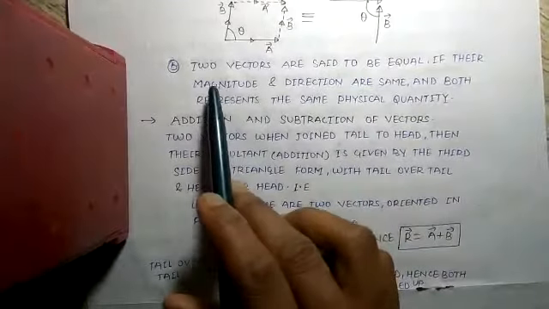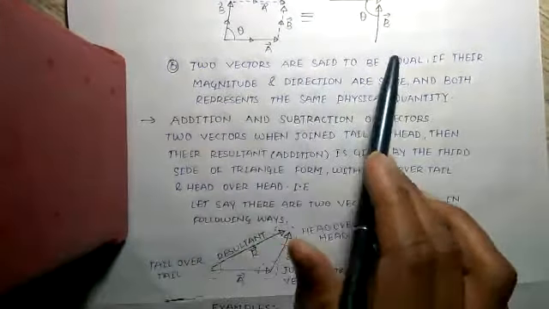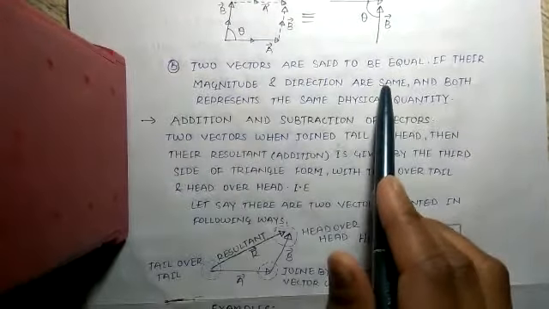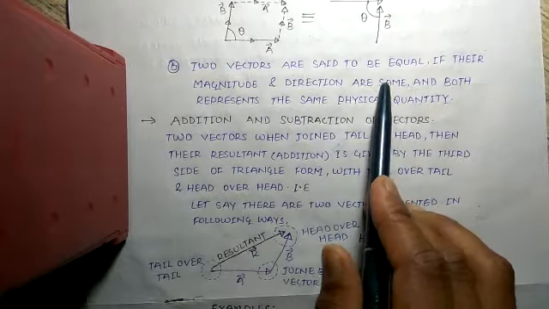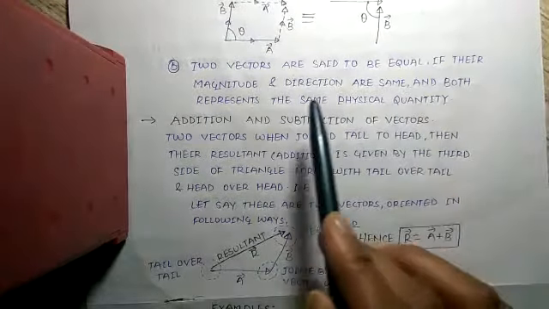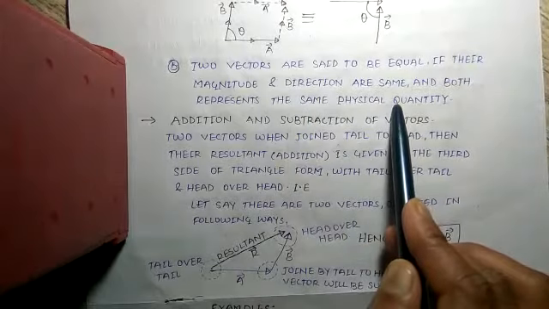Now the other very important point is that two vectors are said to be equal only if their magnitude and direction are the same. The condition is that magnitude as well as direction must be the same, and both vectors must represent the same physical quantity also.